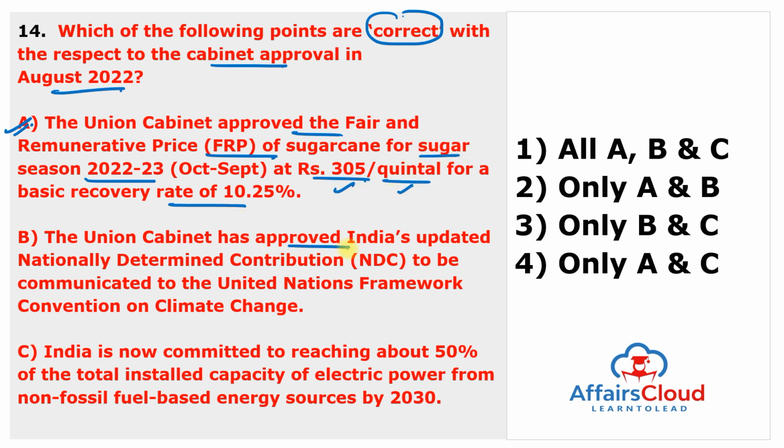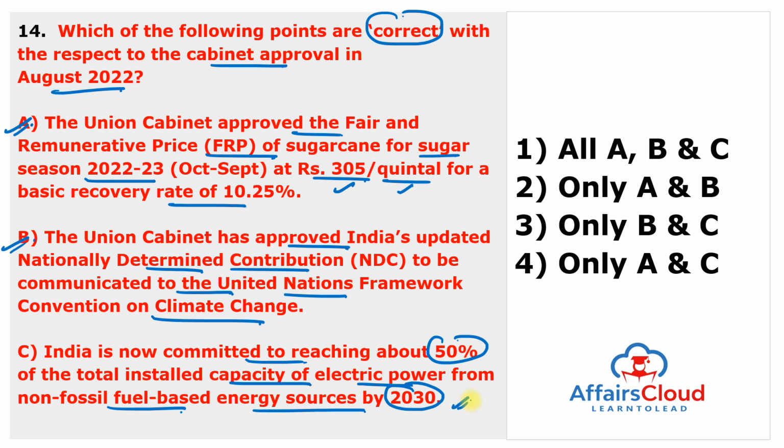Next, the Union Cabinet has approved India's updated nationally determined contribution to be communicated to the United Nations Framework Convention on Climate Change. This statement is also true. Next is, India is now committed to reaching about 50% of the total installed capacity of electric power from non-fossil fuel based energy sources by the year 2030. This is the target of India. This statement is also true. It means the answer of this question is all ABC.